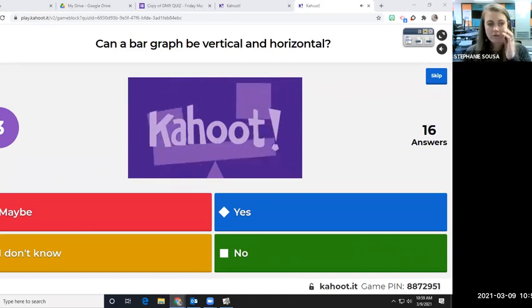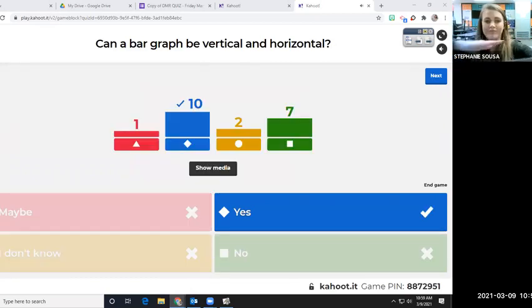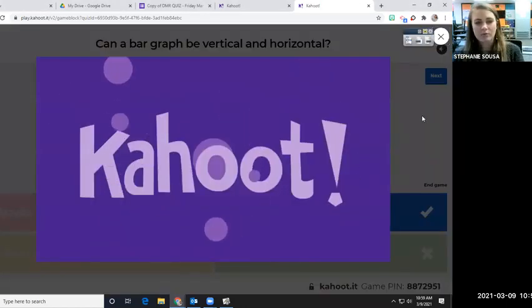Can a bar graph be both vertical and horizontal? Yes, it can. Bar graphs can go vertical, up and down, or horizontal, left and right. That is correct. Oh, that's not what I wanted.